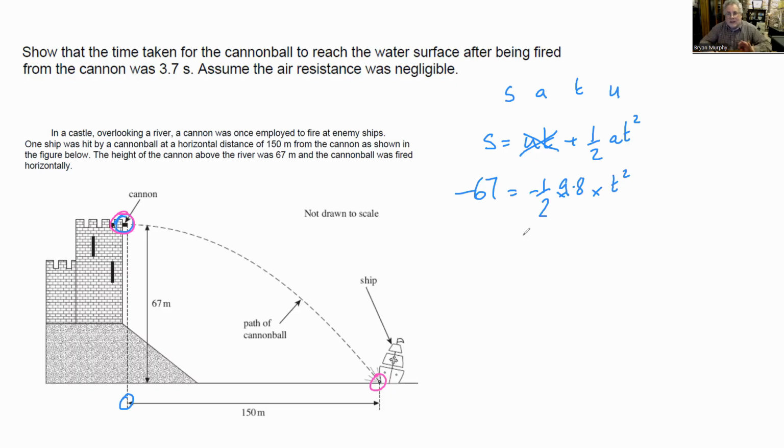So you get a number. It's going to be something like 3.7. I'm not going to waste your time now. So t equals about 3.7 seconds. Thank you very much. 1 mark.